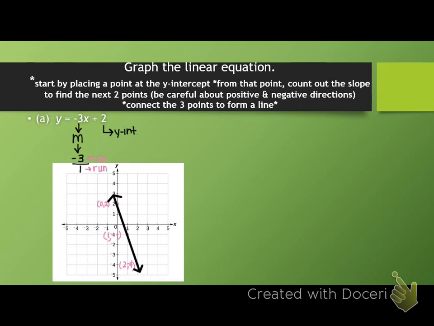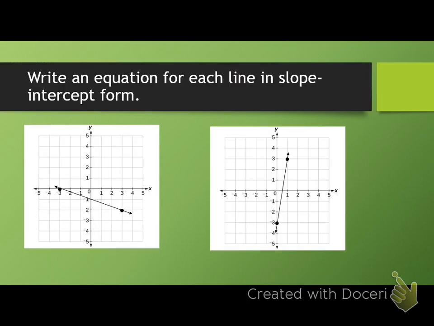Now, let's look at the first problem. They want us to write the equation for each line, and they're telling us to write it in slope-intercept form. So let's write down the formula for slope-intercept form. What is it? If you're not sure, flip to the front of your doodle notes. It's real big for you. What is the slope-intercept form of a line? Y equals mx plus b. Awesome. So let's write it right on top of the graph. Y equals mx plus b.